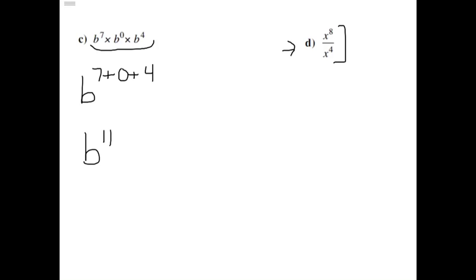C, you have b to the power 7 times b to the power of 0 times b to the power of 4. Again, because you're multiplying these together, this is equivalent to saying b to the power 7 plus 0 plus 4. You're adding them together, so you should be getting b to the power of 11. D, on the other hand, we're going to be using the quotient law. In that case, instead of adding the exponents together, you're actually going to be subtracting them. So this is equivalent to saying x to the power of 8 minus 4, which will give you x to the power of 4.